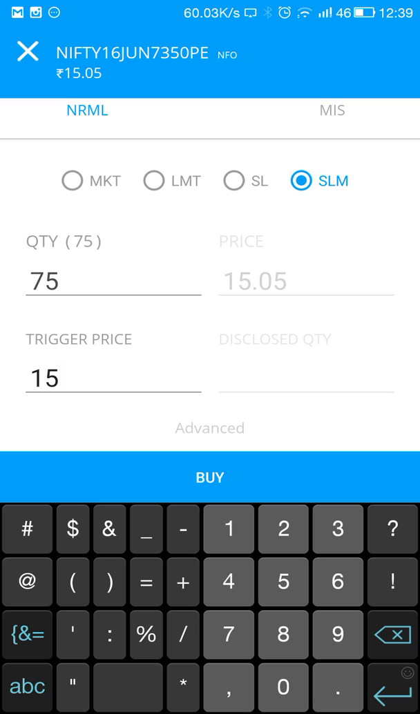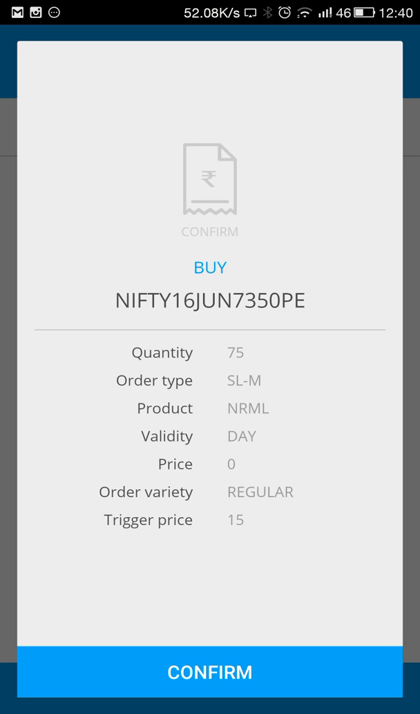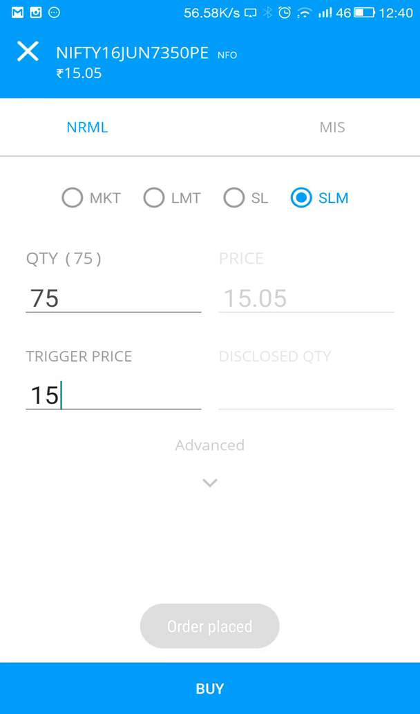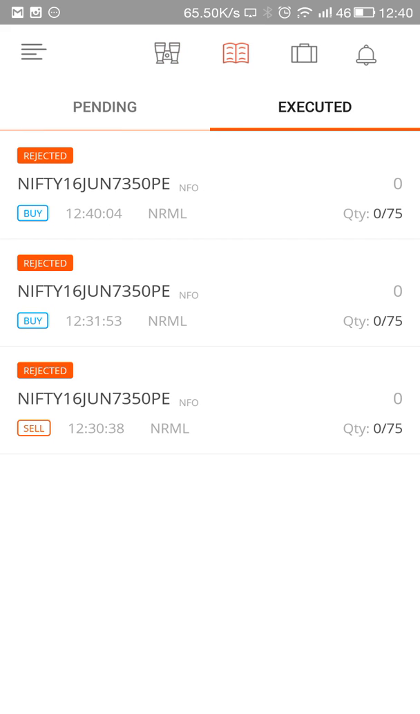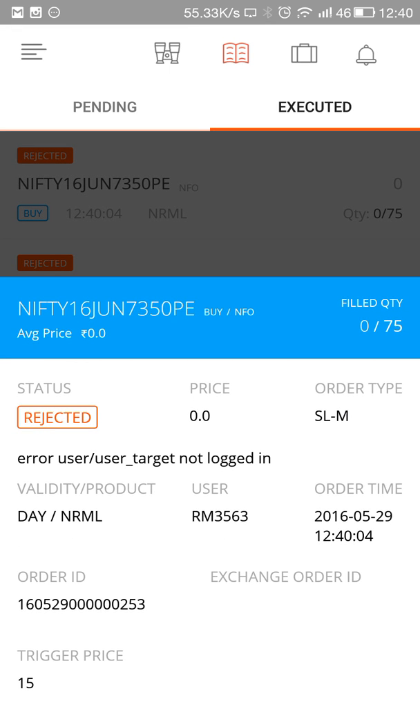So let's put this trade, confirm. Yeah, order placed. So I can see my orders over here. As this is Sunday, you can't see any exit order. So that order is rejected. I have placed an order of type stop loss market, and the status is rejected. I don't know why, and the trigger price is 15. So this is our order.